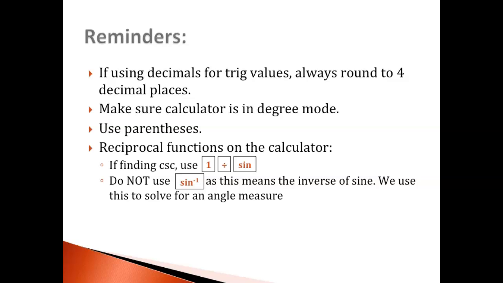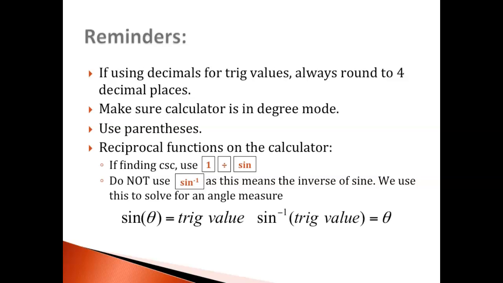We use sine inverse to solve for an angle measure. It's the inverse of sine, which is different from the reciprocal of sine. Okay, so just as a reminder of how that is used, sine of theta will give you some trig value. So if you know what the trig value is and you want to find theta, you would then use sine inverse of the trig value to get you the angle measure. Okay, let's take a look at example 1.